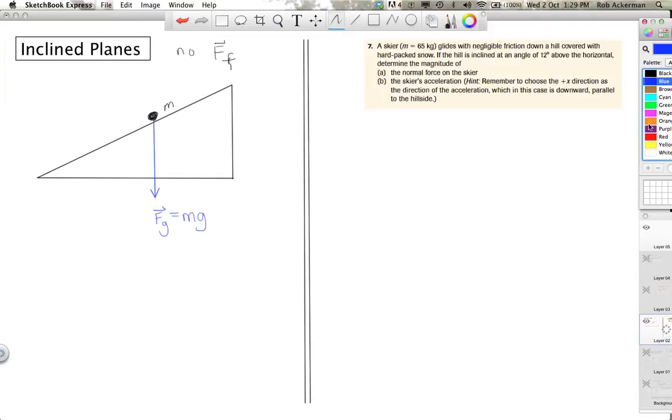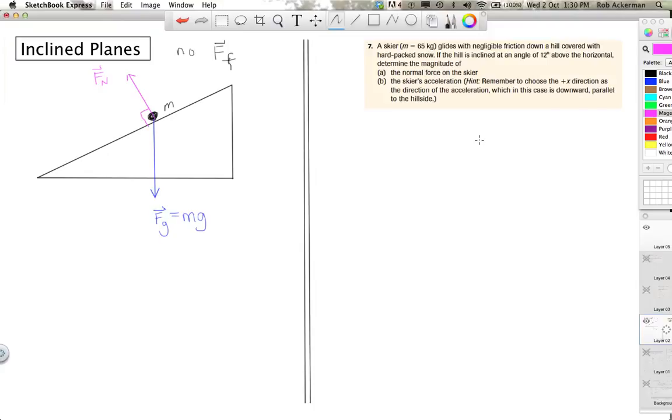There's also a normal force, and from thinking about what the word normal means, remember it means perpendicular, I hope you can see that the normal force is actually going up and to the left. It's on an angle. Remember, it's got to be normal or perpendicular to the surface. What other forces are acting?